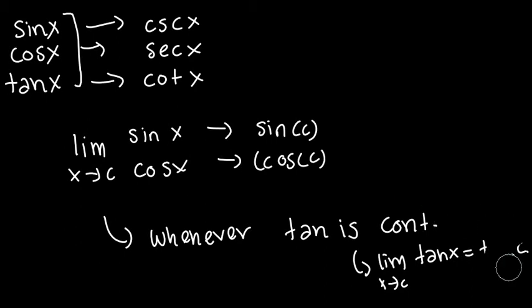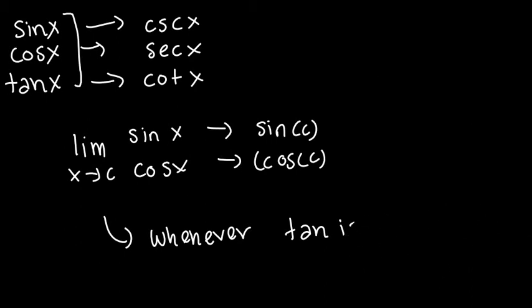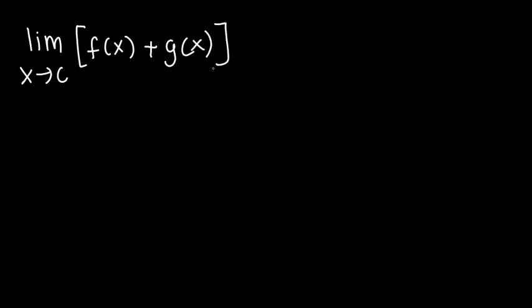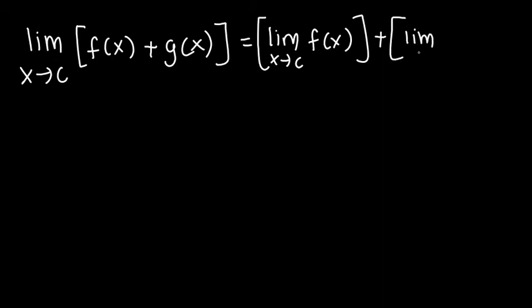Okay, so now we're going to go to limit rules. So let me clear the board here. So what are the different limit rules? There is the sum rule, so let's start with that. Say we wanted to find the limit as x approaches c of f of x plus g of x. Well, this is pretty straightforward. You would just write it as the limit as x approaches c of f of x plus the limit as x approaches c of g of x.